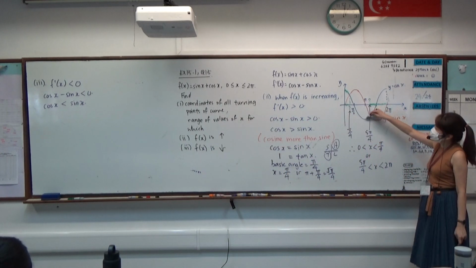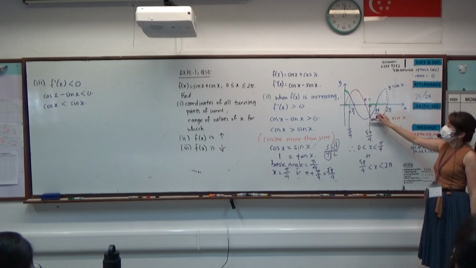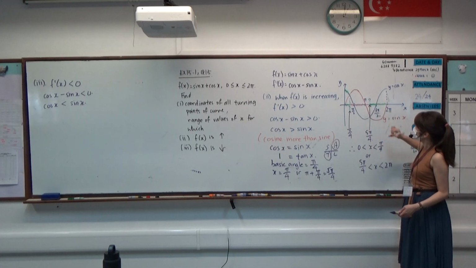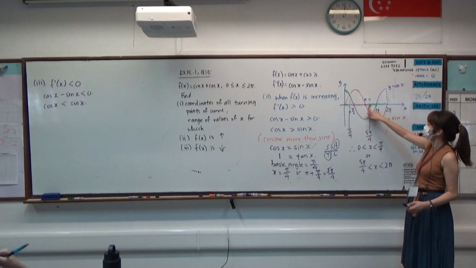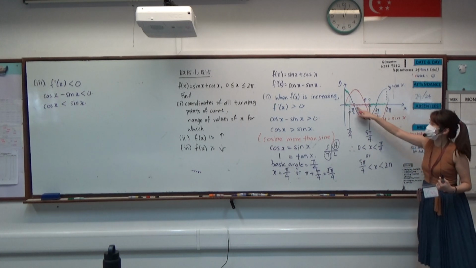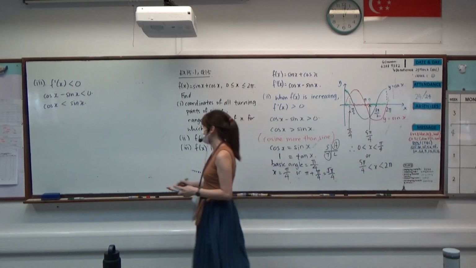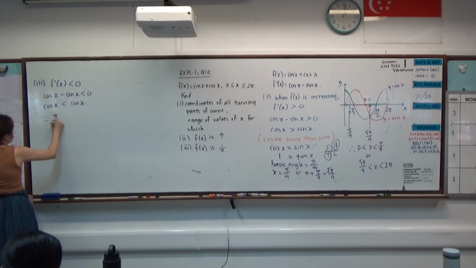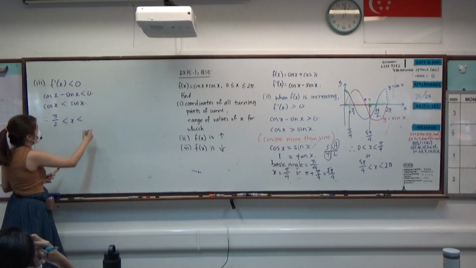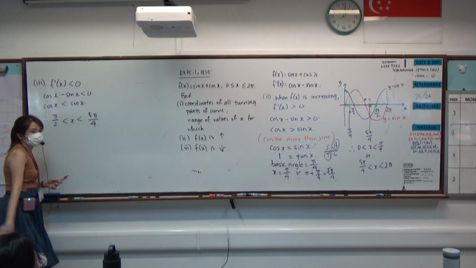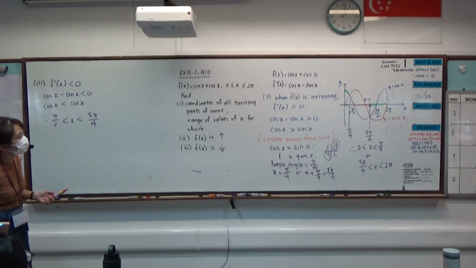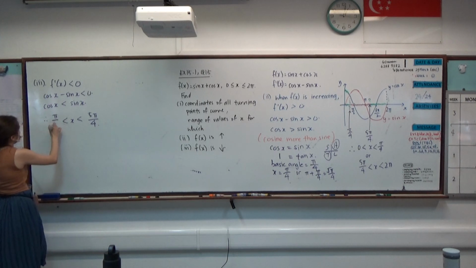We want the cosine graph to be below the sine graph. That means that we are now looking at this segment here, all the way to this intersection. That's the only one. We're looking at this area here. So the answer will be pi over 4 all the way to 5 pi over 4. Sorry? Pi over 4. Oh yeah, sorry, I read wrong. Thank you.